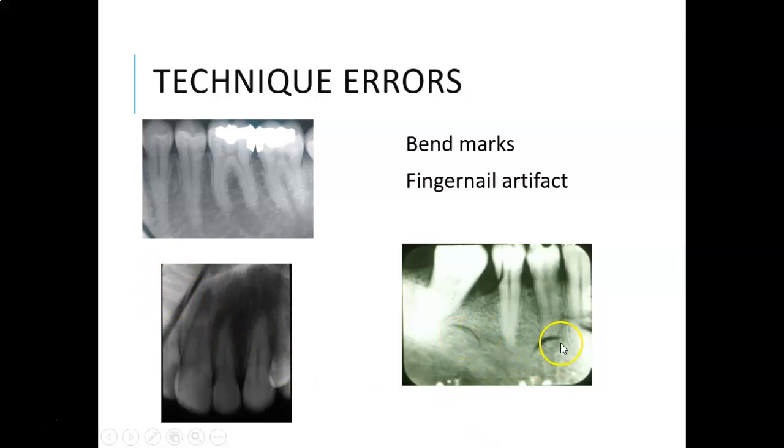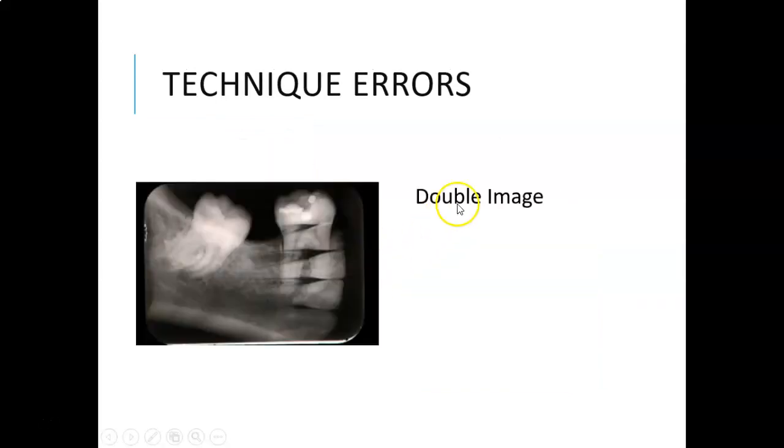These are fingernail artifacts. So they were pinching it, I guess, or when they were taking it apart, maybe they had long fingernails. Double image, so they used the same film twice. They took a molar shot, then they took a lower anterior shot.